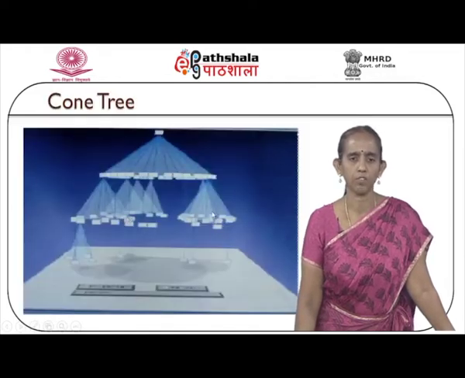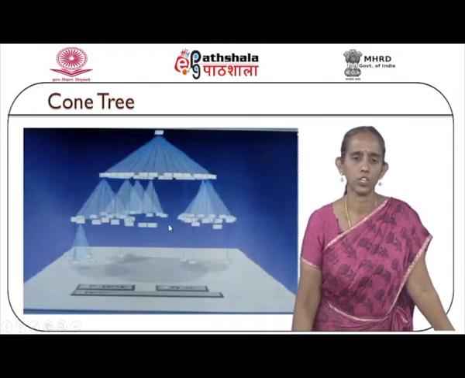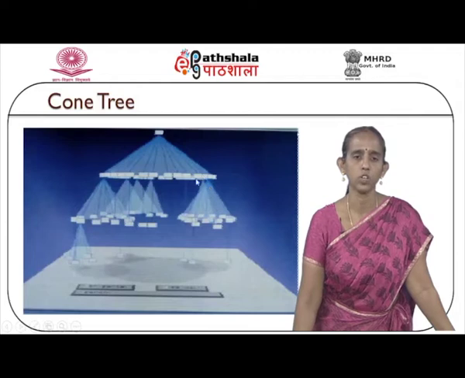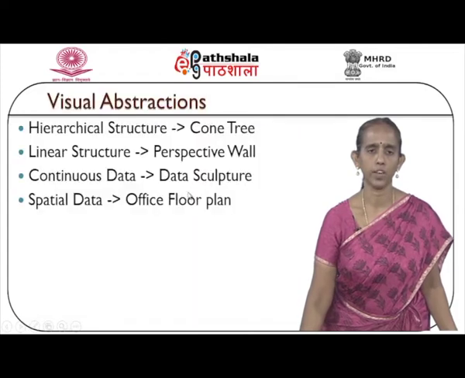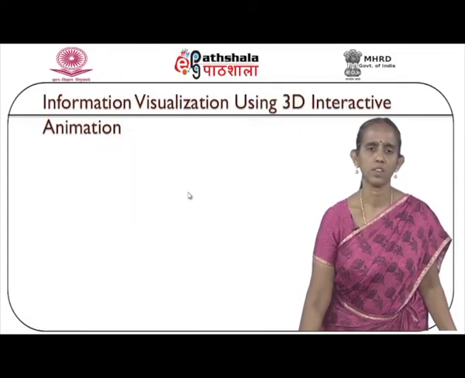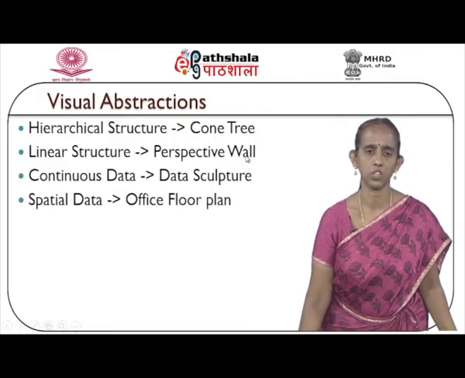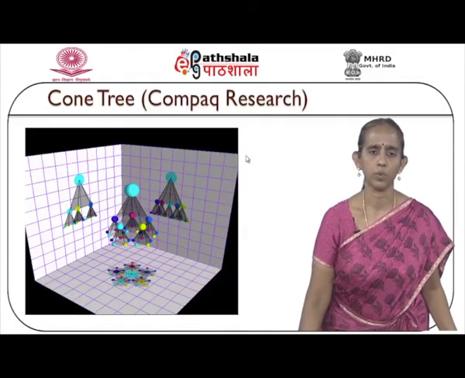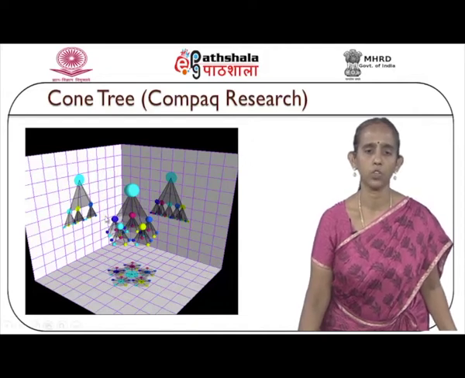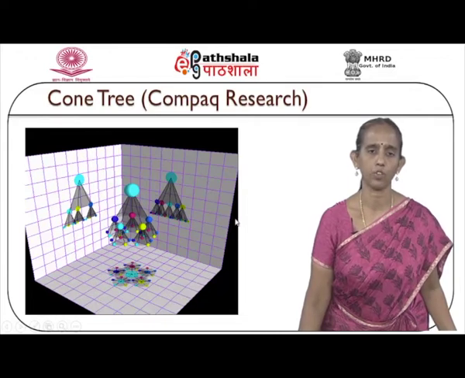So these are examples of cone trees. If you look at this visualization, we can see that whatever is available at the front portion of the cone, that alone is displayed to the end user. Whichever is at the back portion of the cone is not shown to the end user. Such visual abstractions can be made available to the end user by using some kind of 3D interactive animation techniques. Cone tree is one such example. This is also another cone tree, a 3-dimensional cone tree, wherein the user can just rotate the entire cone and see what data are available at the back of the cone.